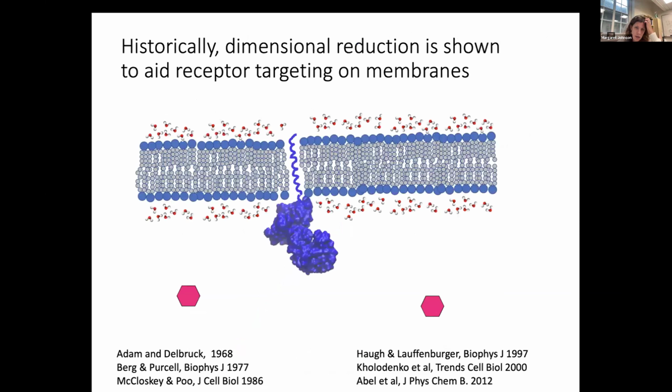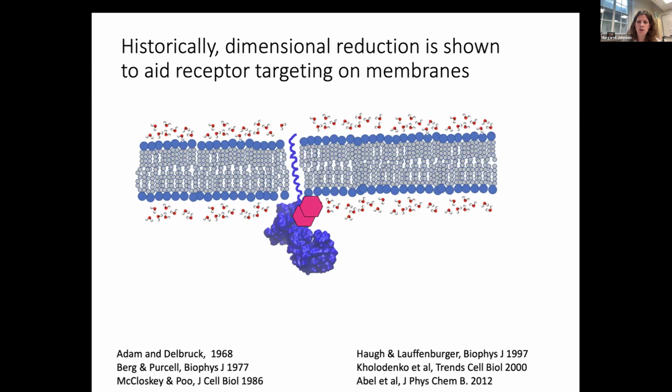Okay, and so just a few slides on dimensional reduction. This is a very old idea from famously Adam and Delbruck back in the 60s. If you want to find your receptor, should you do a 3D search? Or should you adsorb to the membrane and do a 2D search? So this is the targeting problem. And this has been recognized for a long time, particularly what is faster. But more recently, it's been recognized that you can potentially not just be faster, but be more stable.